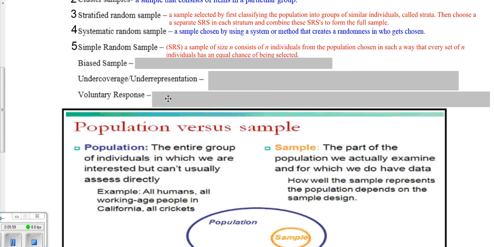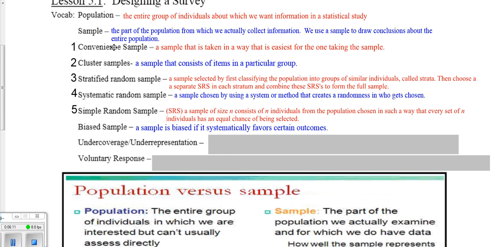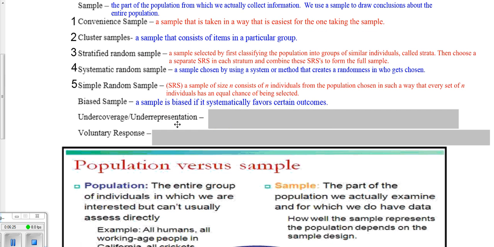Now, some other things to look into are a biased sample. This is any sample we would consider biased if it systematically favors certain outcomes. So a convenient sample, and sometimes even a cluster sample, would be considered fairly biased. For some reason, those will systematically favor one outcome or another. And we'll see what that looks like in some of our examples.